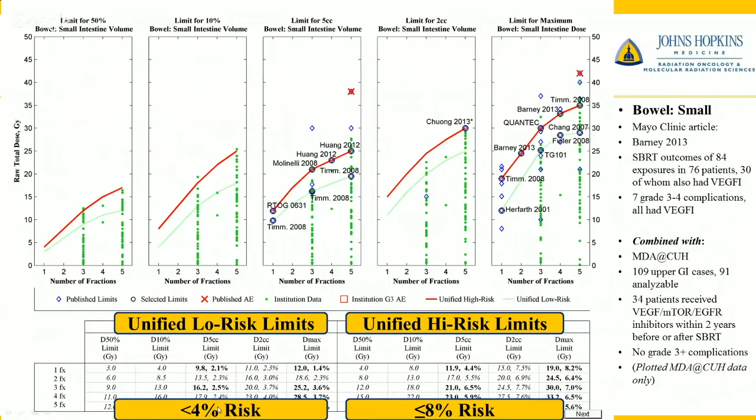So now that they were courageous enough to publish their outcomes, we can know these low risk limits are 4% or less, and the high risk limits are 8% or less.